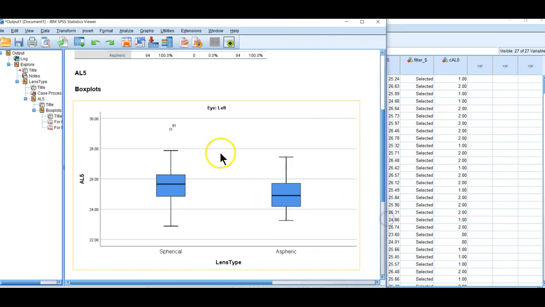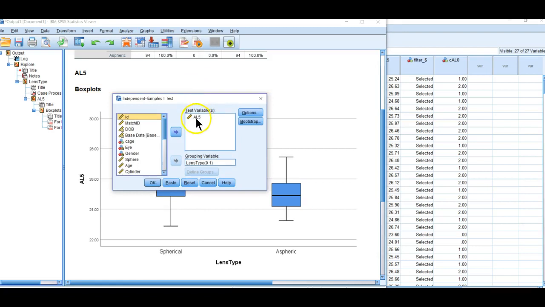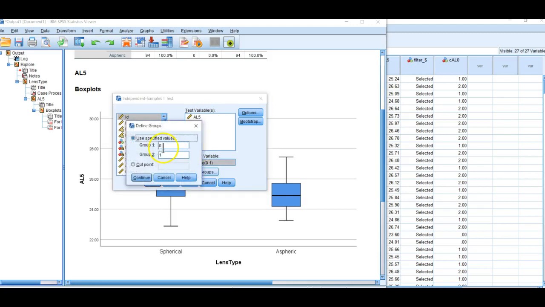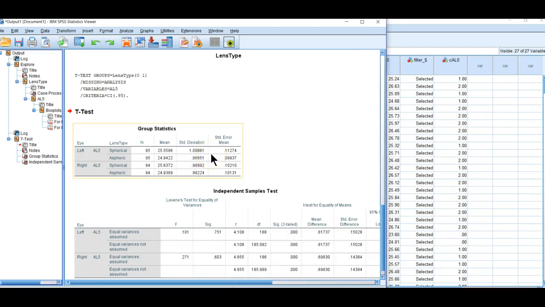All right, well, we're going to focus on the left eye, and the aspheric apparently looks like it's shorter, but is that difference significant? There's a lot of overlap there. So let's do a t-test. Analyze, compare means. We're going to do an independent samples t-test. And we're going to look at axial length at 5 years compared to lens type 0 and 1. Remember, 0 is spherical, 1 is aspherical. And let's see what we get.